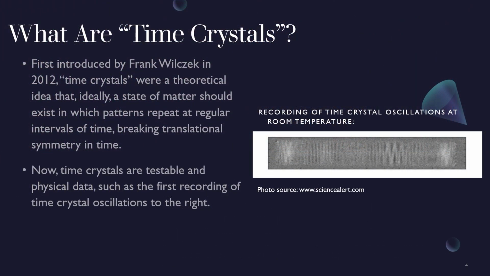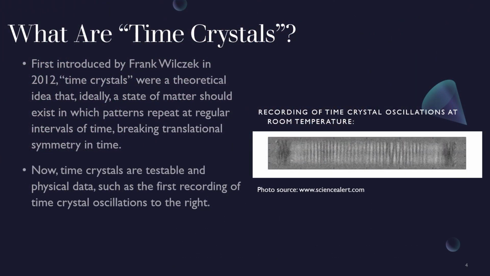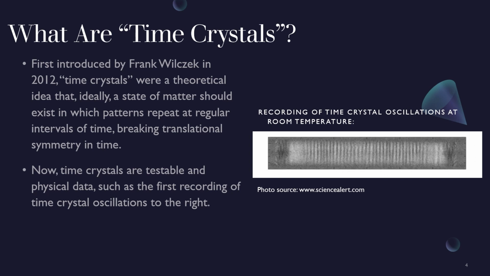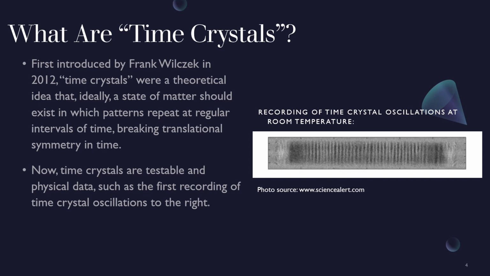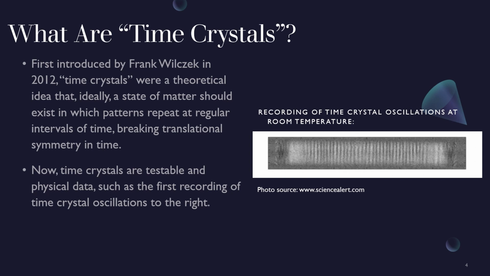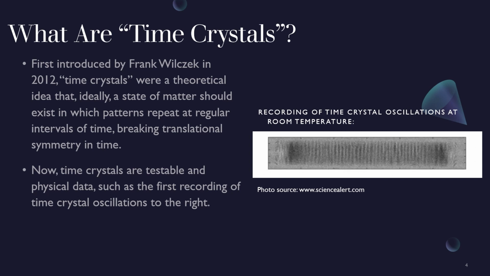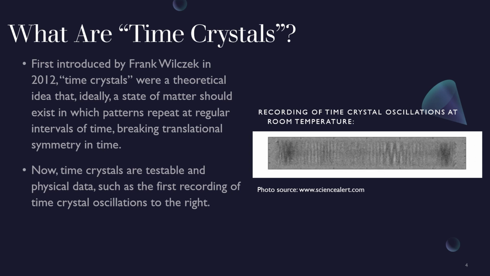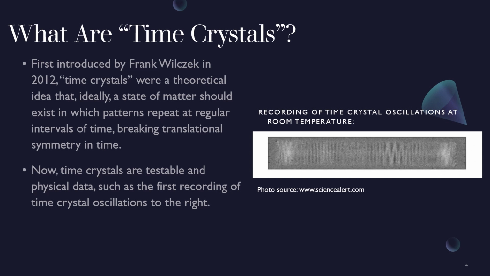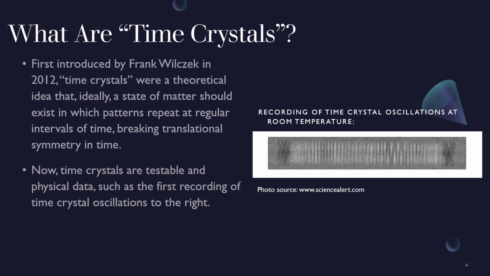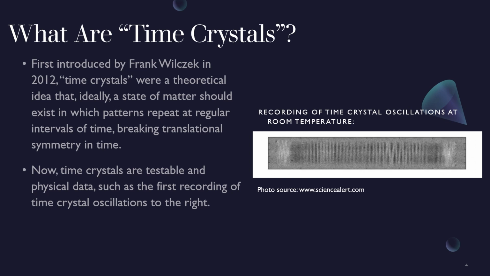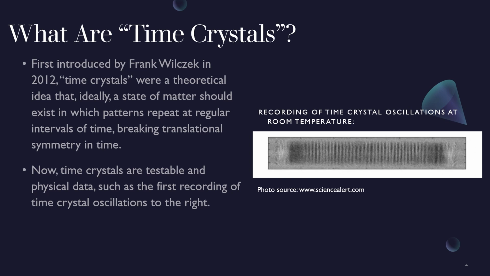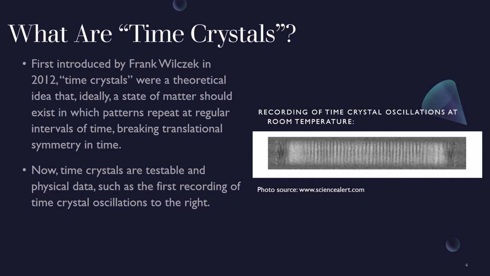Time crystals started as an idea in 2012 that ideally a state of matter should exist in which patterns repeat at regular intervals of time, which would break translational symmetry in time. The photo to your right is actually testable, physical data of the oscillations of time crystals at room temperature. So in a short amount of time, only 11 years, now that it's 2023, we have actual physical data of time crystals.